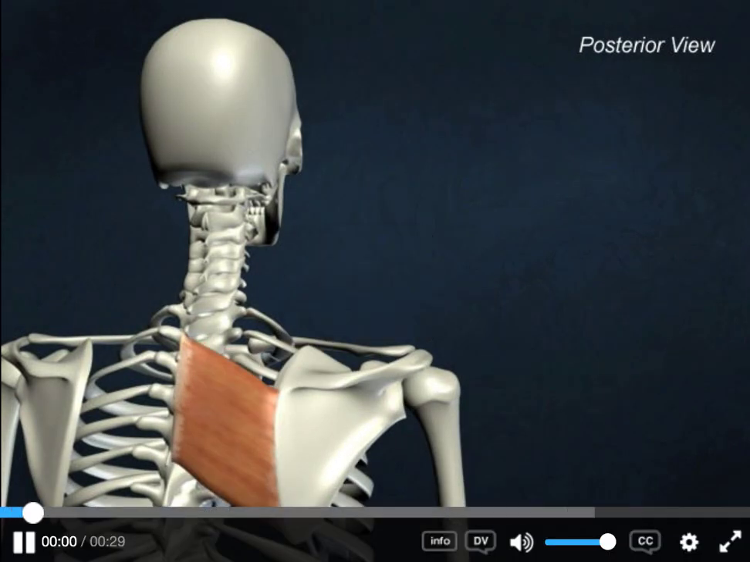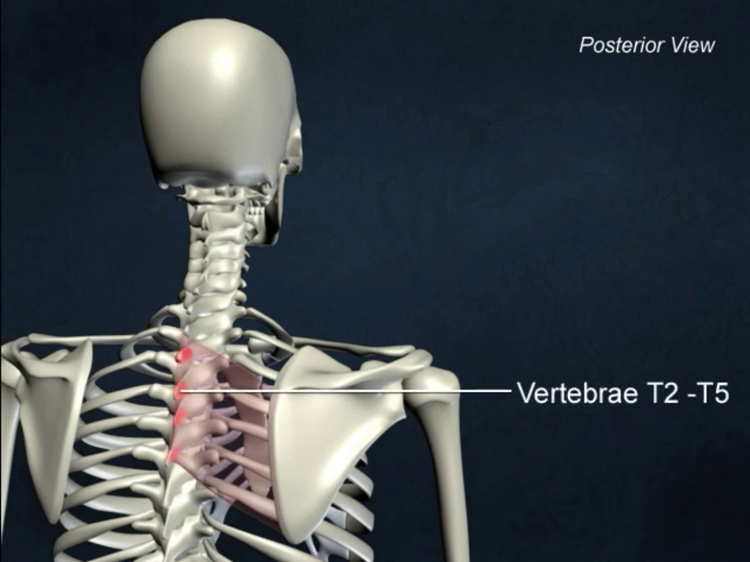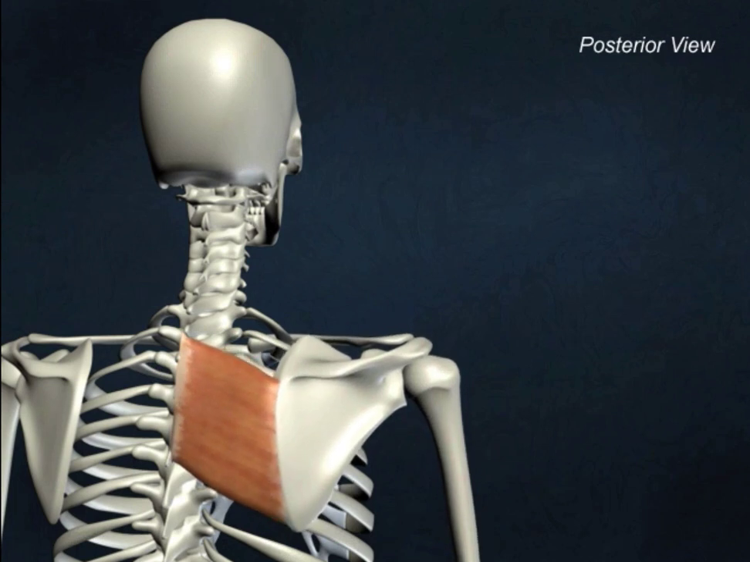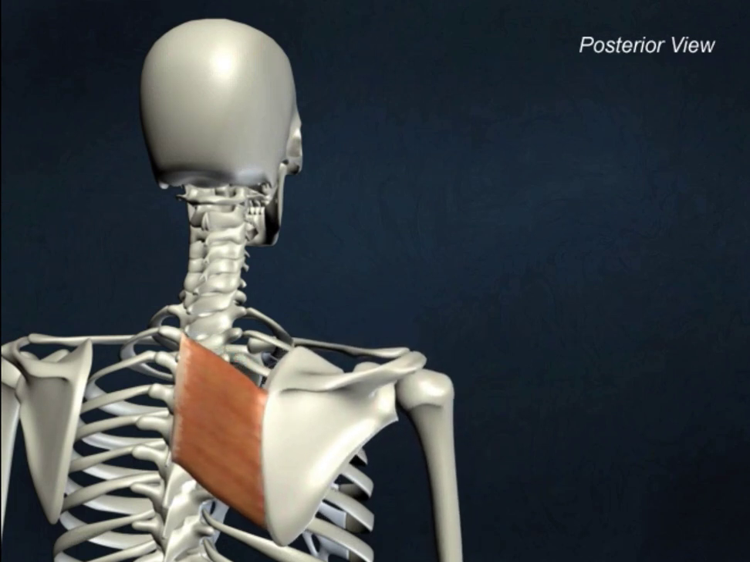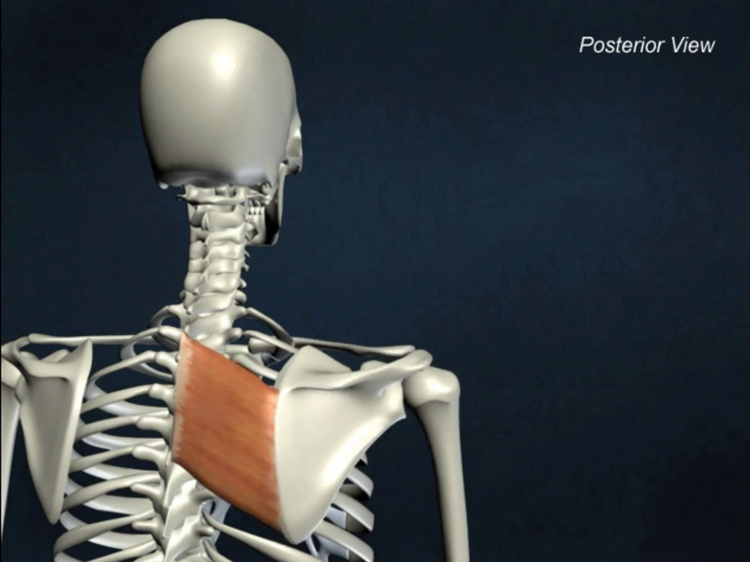The origins of Rhomboid Major are from the spinous processes of vertebrae T2 through T5. The insertion is to the medial border of the scapula. Rhomboid major elevates the scapula, adducts the scapula, and medially rotates the scapula downward by moving the glenoid cavity inferiorly and the inferior angle medially. It is innervated by the dorsal scapular nerve.